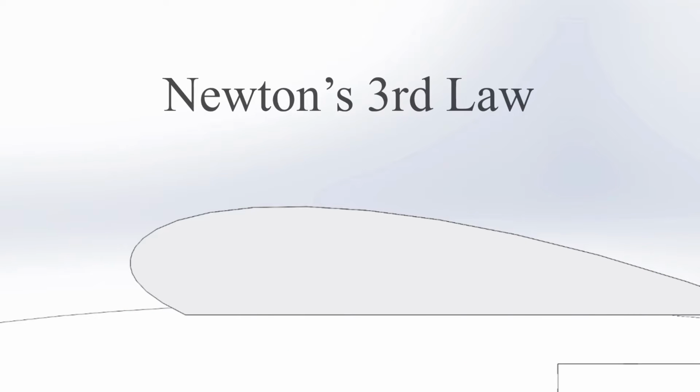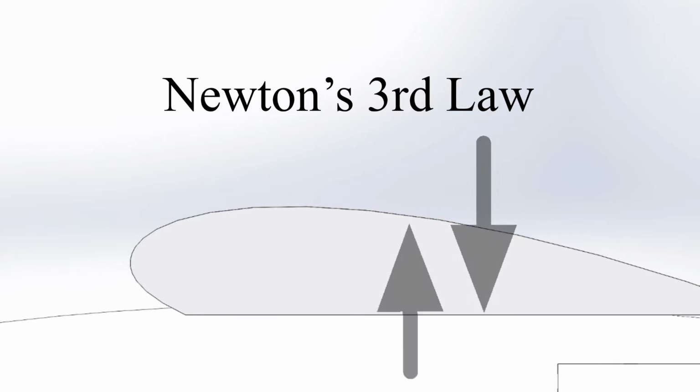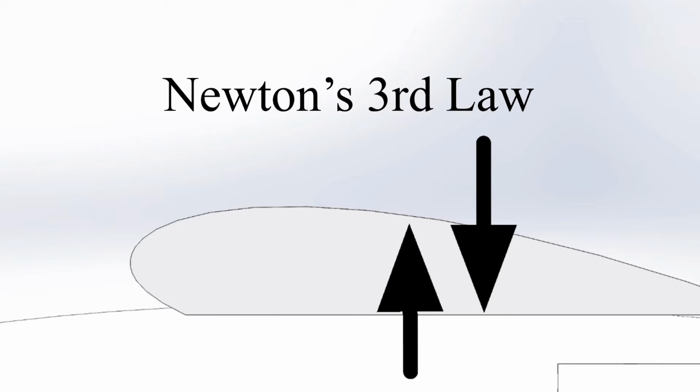The Newtonian way of thinking explains that because there is always an equal and opposite reaction to a force, when the wing is hit by air, it gets pushed upward, thus creating lift.